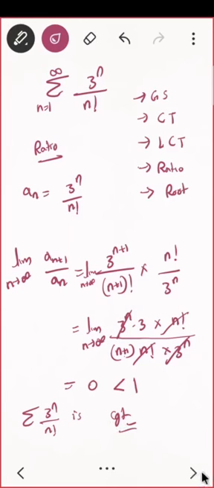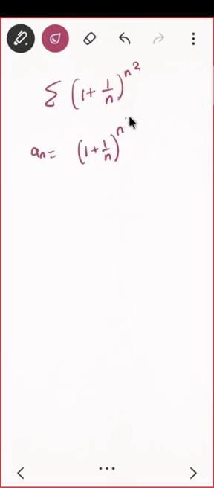Let us do some more problems. See, summation of 1 plus 1 upon n, raised to n square. Okay. Which test should we use? What is my a_n here? This is 1 plus 1 upon n raised to n square. If I use ratio test, I just have to divide, but here you see it is n square. If I use the nth root test, that is root test, the n will get cancelled.